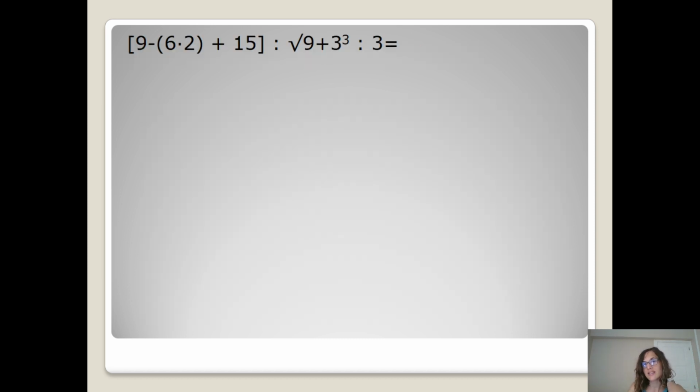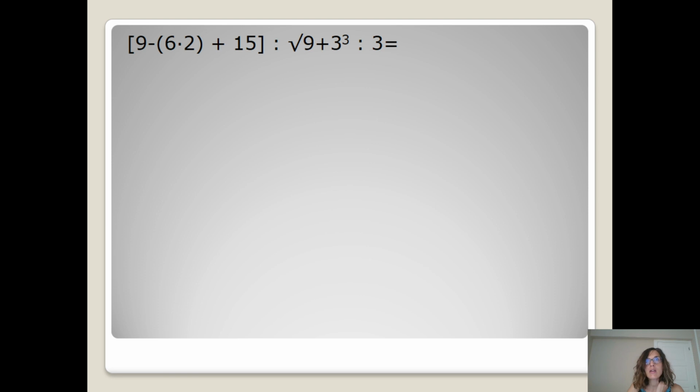Let's do it with this exercise. Here, the first thing we have to do is evaluate it and think, okay, the first thing is G for grouping symbols. That means brackets, parentheses, and so on. The first thing we have here is a bracket, so that's the first thing we have to do. Yes, but in the bracket we have a lot of operations, so we have to evaluate it again.